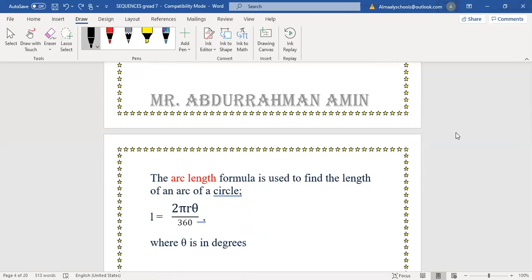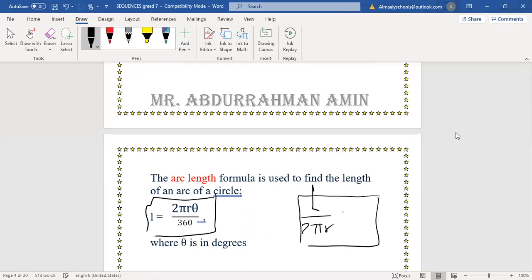Who can explain this rule? 2 pi R. From where this rule? From the rule multiply theta over 360. The same rule. Yes, very good. We said that the length of the arc over 2 pi R equal the measure of the central angle over 360. So we will multiply 2 pi R by theta, and we will divide the result by 360. So the length of the arc equals 2 pi R theta over 360. It's too hard.